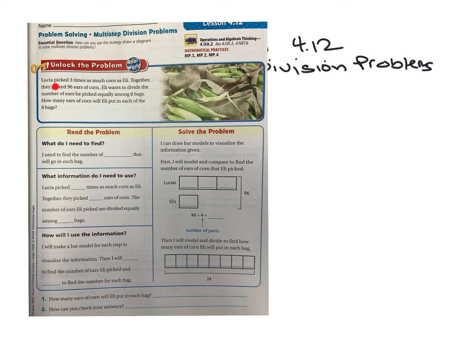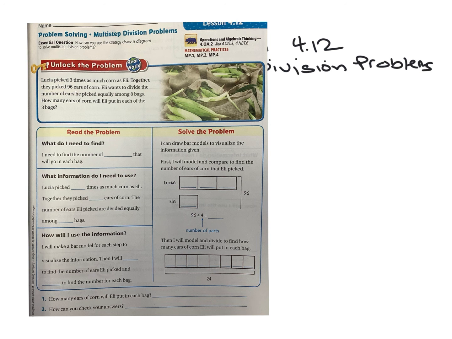So we have Lucia, who picked 3 times as much corn as Eli. Together, they picked 96 ears of corn. Eli wants to divide the number of ears he picked equally among 8 bags. How many ears of corn will Eli put in each of the 8 bags? And right now, this is looking quite a bit like a monster, right? It looks really difficult. But let's just take it one bite at a time.